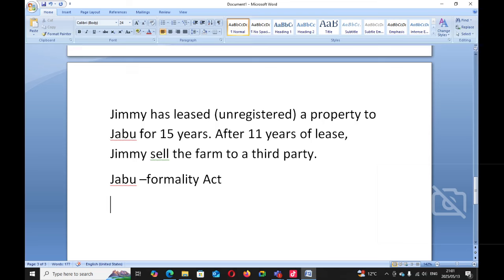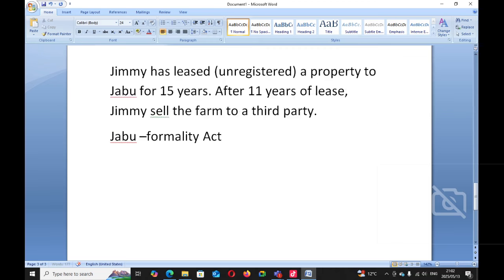I'll check it. Can I just ask, if the third party knew or did not know of the registration, what happens? If you have lived in a place for more than 10 years and the lease is unregistered, if the third party has no knowledge, then it's terminated. That's all. If the third party has knowledge, then he will be bound to register. That is the law. Okay?